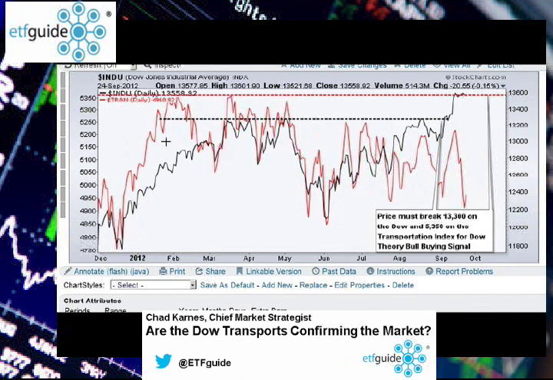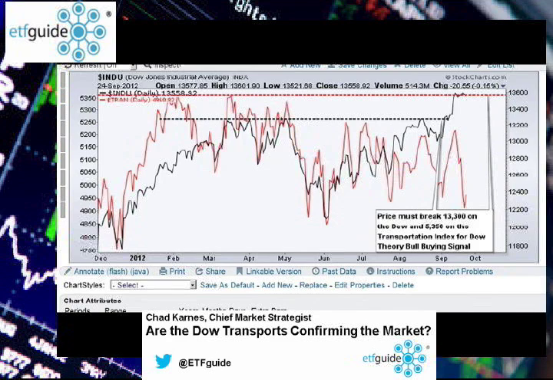This is a warning sign, a rather large warning sign, and I've heard a lot of people talking lately about how we should ignore it, how it doesn't matter, how the transports aren't a true representation of the market, etc., etc. But there's no denying that these non-confirmations in the past have resulted in sell-offs, some of them rather large, like 2008 and the summer of 2011, and should be warning signs right now.